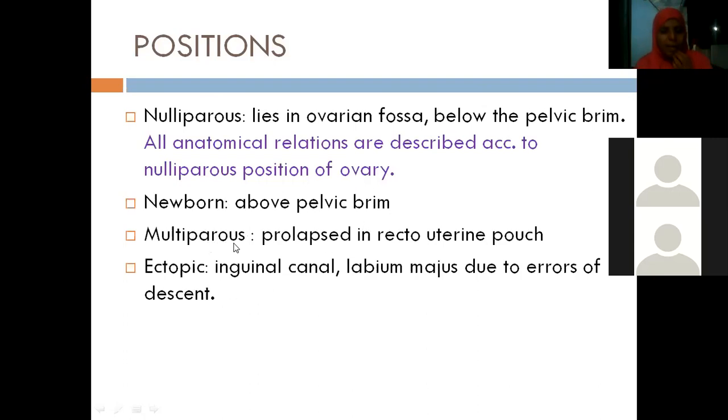In multiparous women, the ovary usually lies in the ovarian fossa. Because it is working so much, sometimes it may prolapse and be seen in the recto-uterine pouch. Abnormal positions of the ovary are called ectopic positions. Very rarely, it may be found in the inguinal canal or labia majora due to errors of descent.